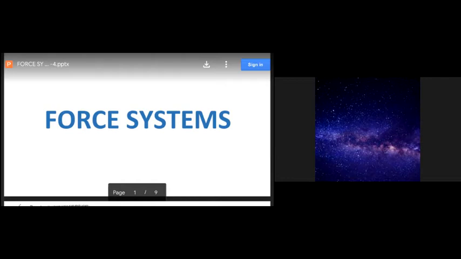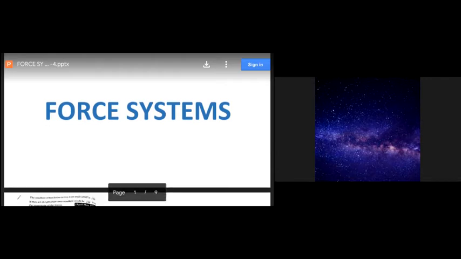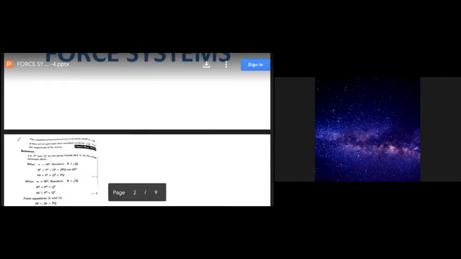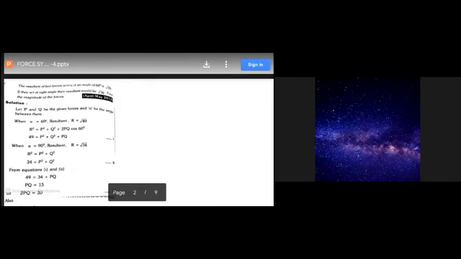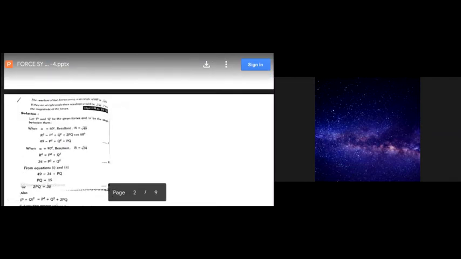So we already did some problems, and in this session also we'll do some problems under parallelogram law.